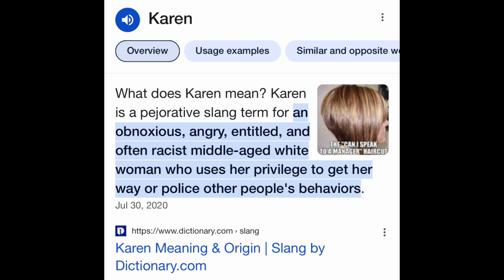So what does it say? It's a slang term for an obnoxious, angry, entitled, and often racist middle-aged white woman who uses her privilege to get her way or police other people's behaviors. Okay, that's an interesting definition. Think about a woman who's just kind of annoying and always wants to get her way. Imagine someone in a restaurant complaining about some tiny thing, saying, "I want to speak to your manager. Let me talk to your manager. I'm not happy about this." That's kind of what the word obnoxious means. They're annoying, and not pleasant people to be around.